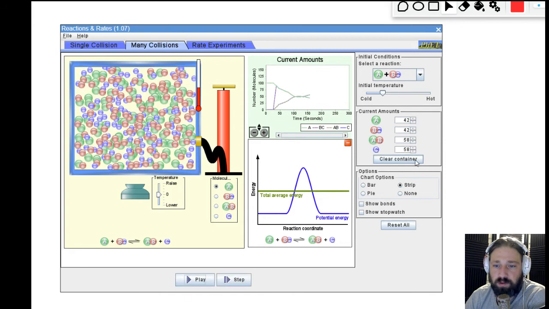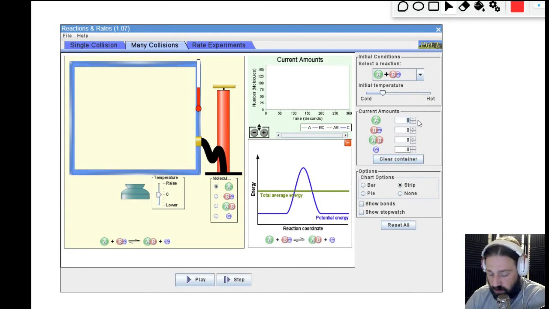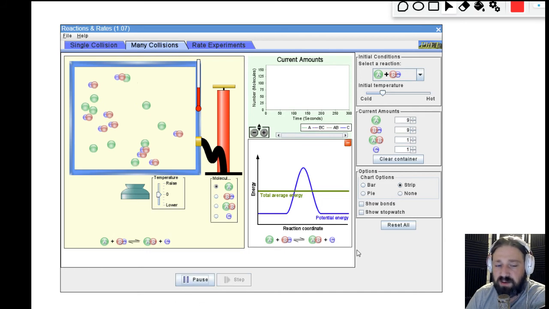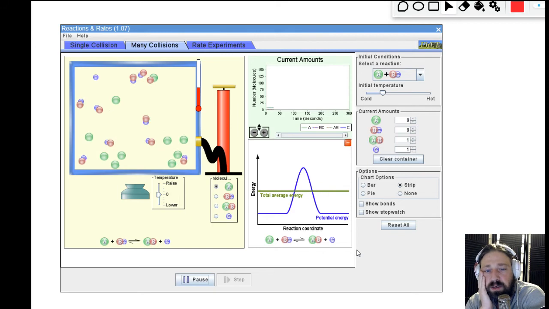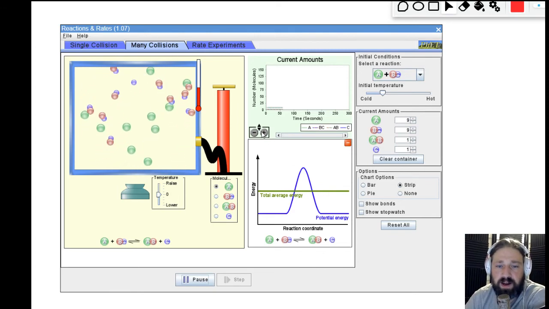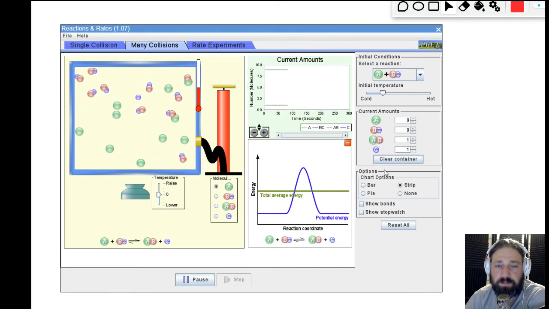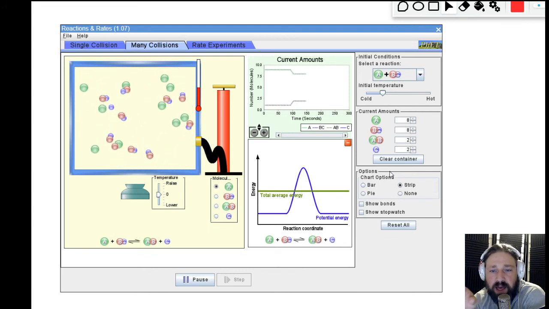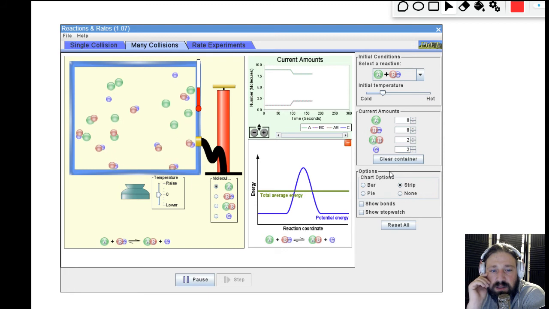If I go through and clear this container and just do 10 and 10, this should be 10 times as long. So we should have to wait until about 1,000 seconds before things start leveling out. Let's see what happens. Make this graph a little bit closer. There we go. So we should start seeing them really leveling out after about 1,000 seconds because it takes 10 times as long.